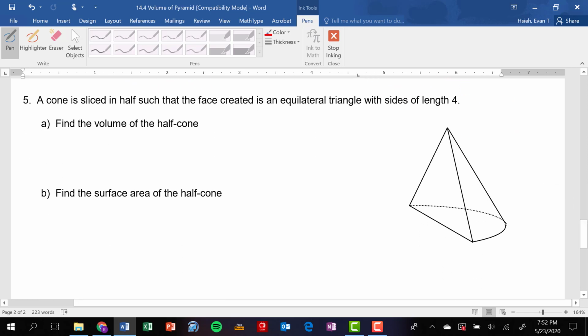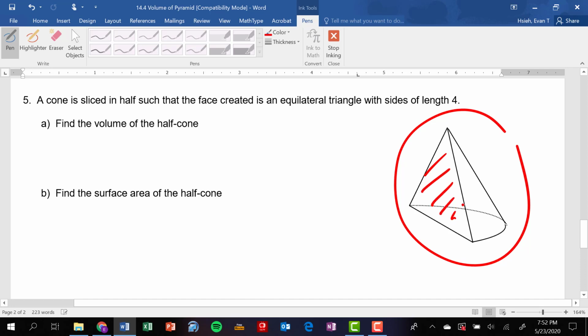Moving on to the second problem here, and probably the last problem I'll do on this worksheet. A cone is sliced in half. I think this problem was on one of your recent homeworks. And this is an equilateral triangle here with a side length of 4. So this is 4, 4, 4 here. I want to find the volume of this thing.